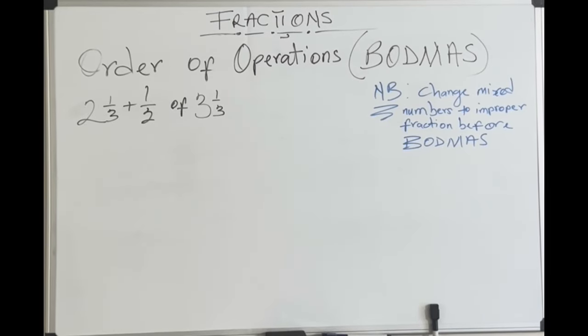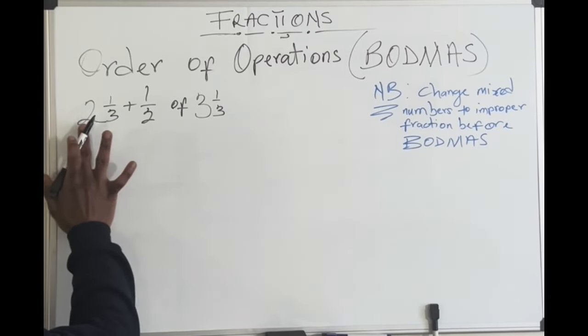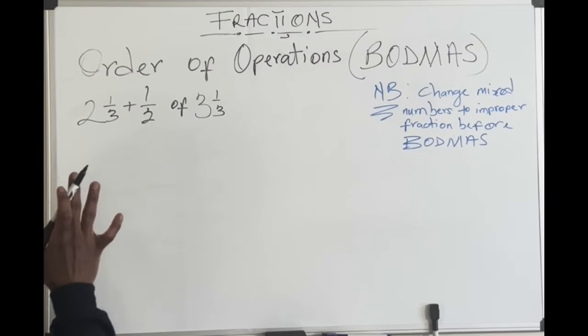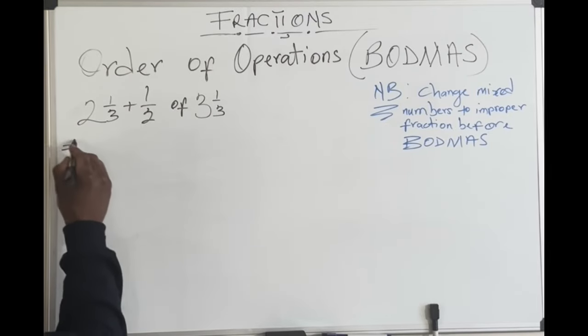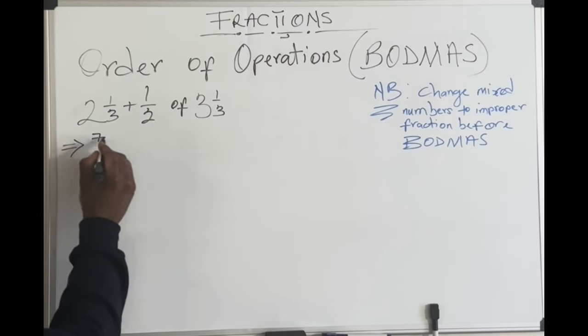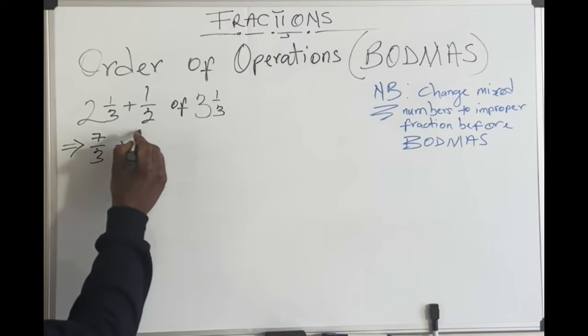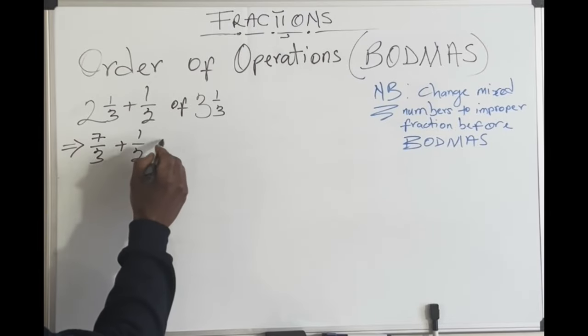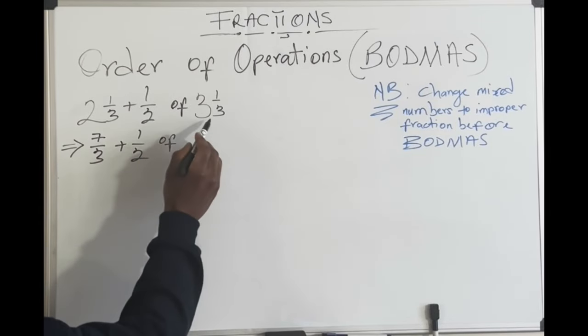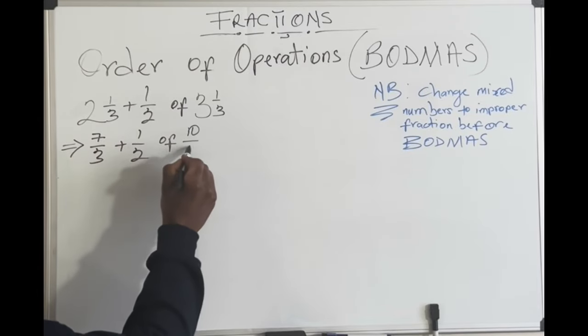We have another question on the board. 2 whole number 1 over 3 plus 1 over 2 of 3 whole number 1 over 3. Okay, so as we said, we will take all the mixed numbers into improper fractions. So 2 whole number 1 over 3 is 7 over 3, plus 1 over 2 of 3 whole number 1 over 3, which is 10 over 3.